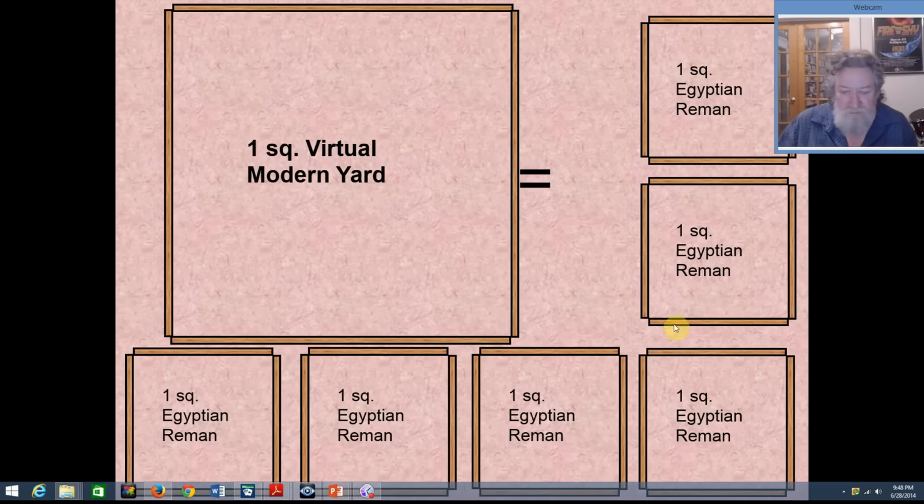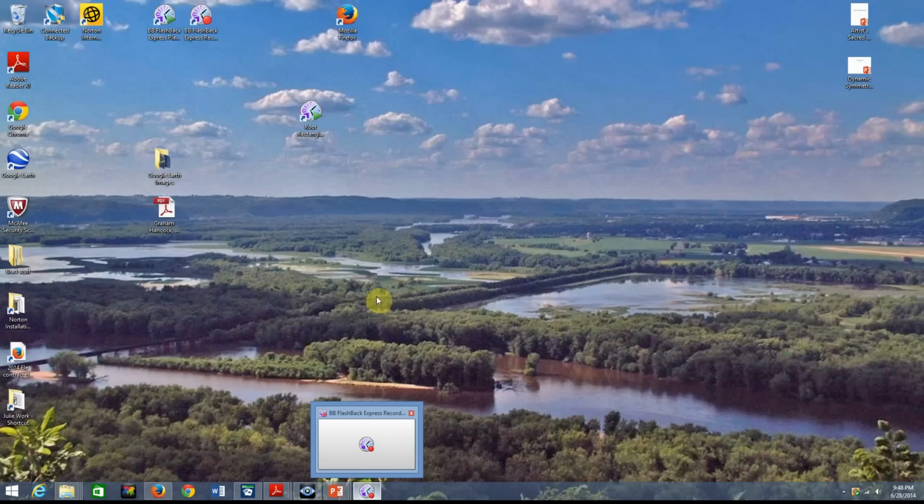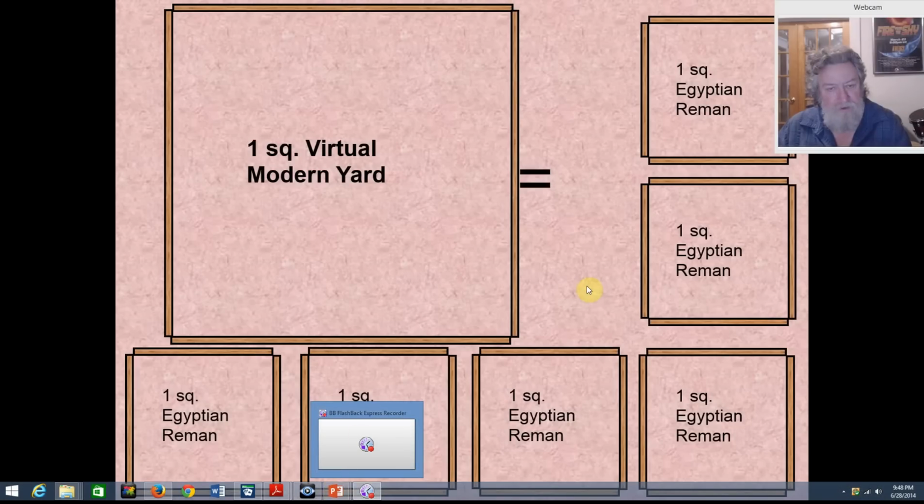Okay, so now when we go back to our diagram. Try clicking on the screen and then checking it.